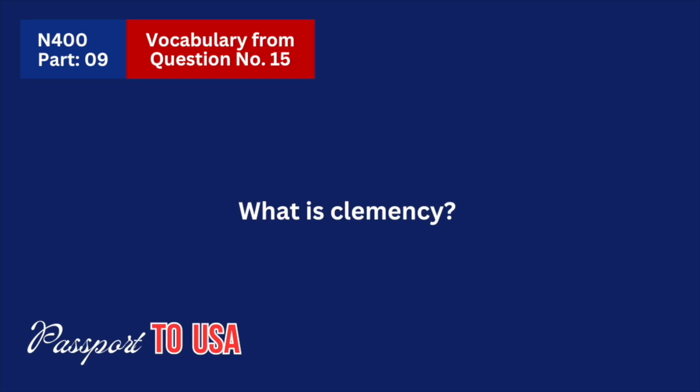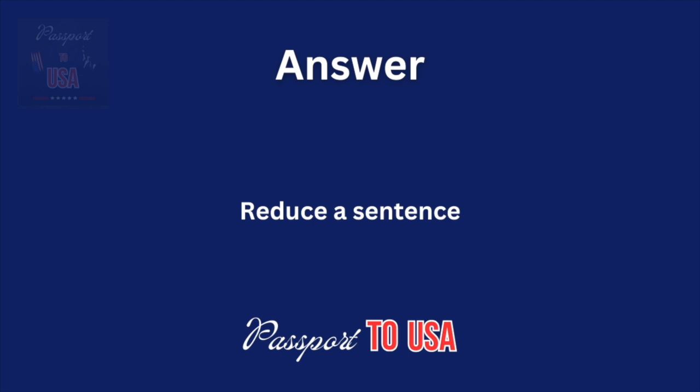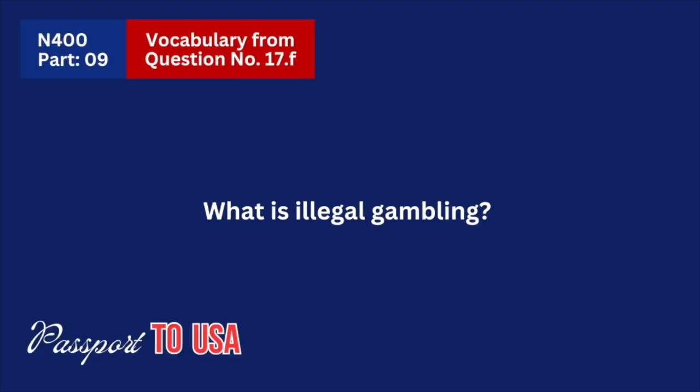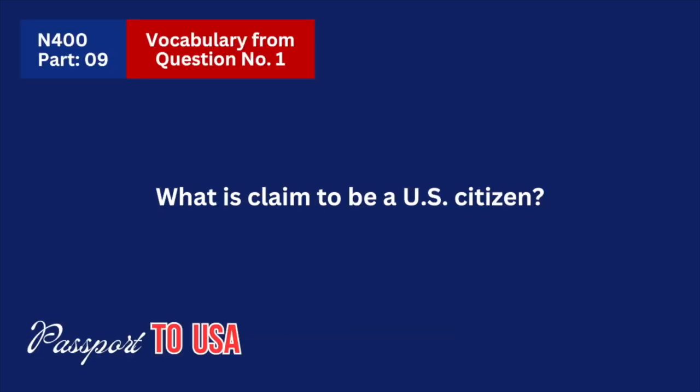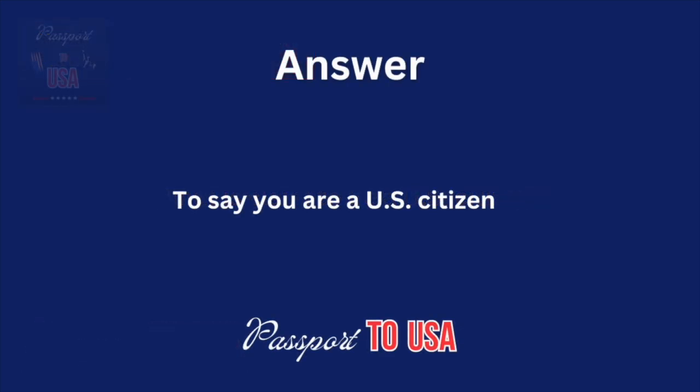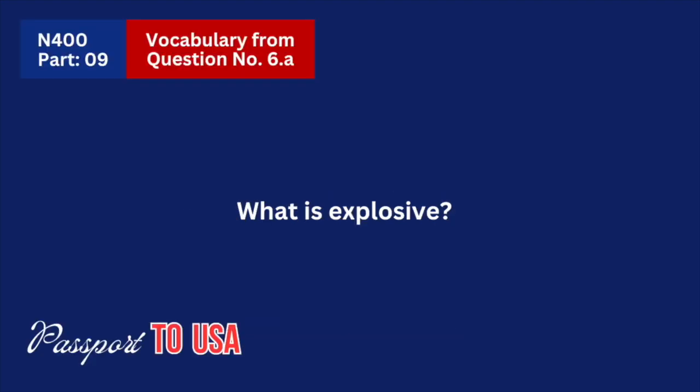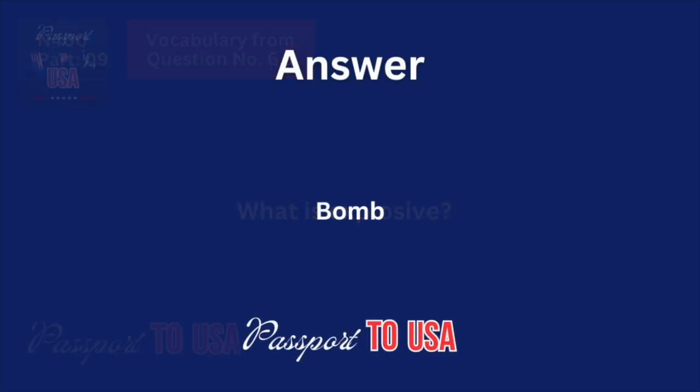What is clemency? Reduce a sentence. What is illegal gambling? To play a game for money, that is against the law. What is claimed to be a U.S. citizen? To say, you are a U.S. citizen. What is explosive? Bomb.